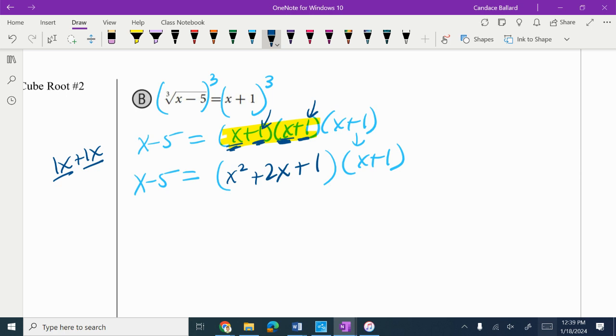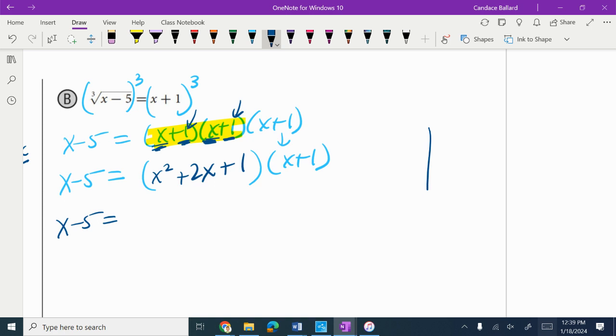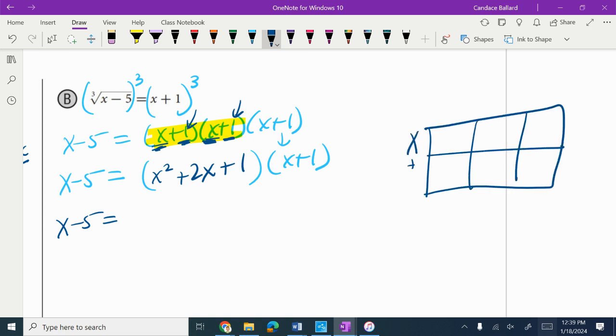Now I need to multiply this half here, or the binomial times the trinomial, so I'm going to get out the box. My binomial is going to go down the side, my trinomial is going to go on top. So that's what just made this one a little bit messier. We're reviewing a lot of good algebra skills. So x times x squared is x cubed. X times 2x is 2x squared. X times 1 is 1x, or just x. 1 times x squared is x squared. 1 times 2x is 2x, and 1 times 1 is 1.